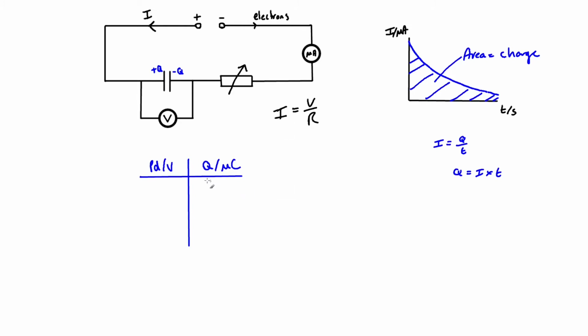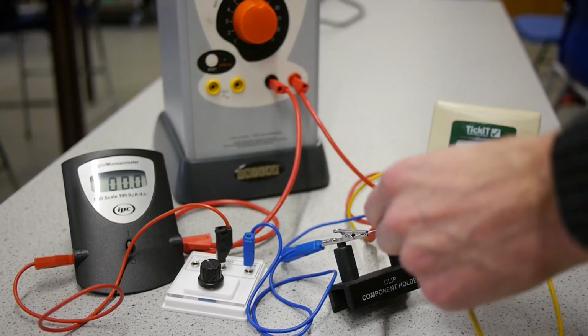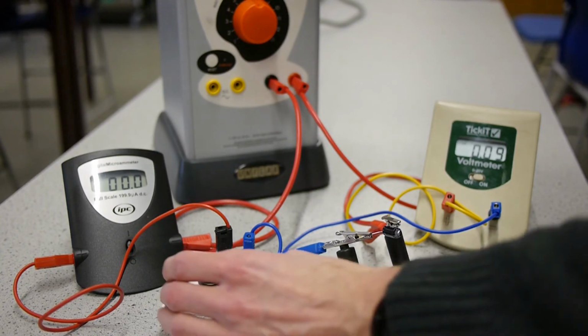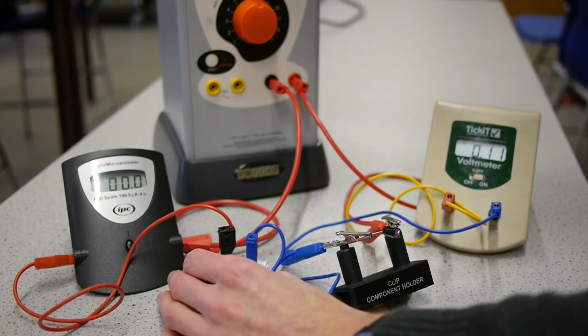So we're going to modify the circuit to do that. And let's have a look at that. So here you can see now we've set up the 100 kilo ohm resistance as a variable resistor. And we're going to adjust that as the capacitor charges in order to try and maintain a constant charging current.